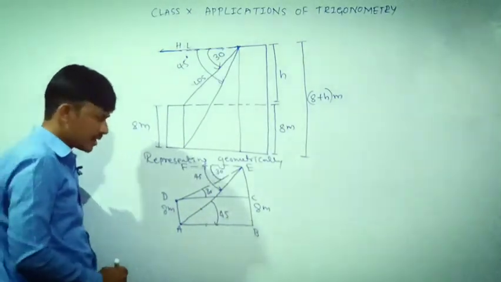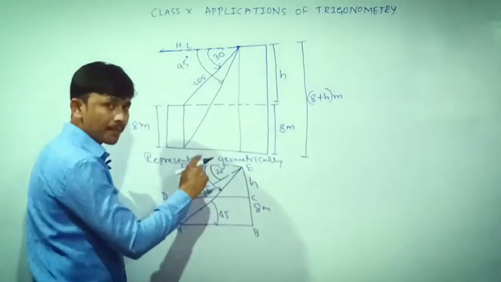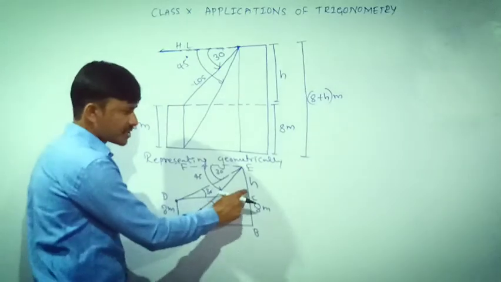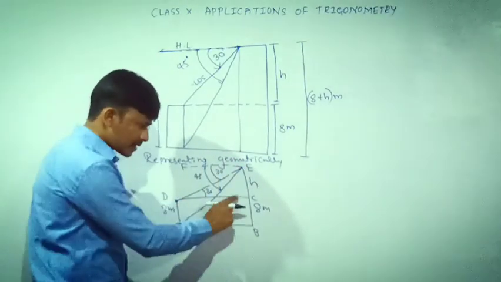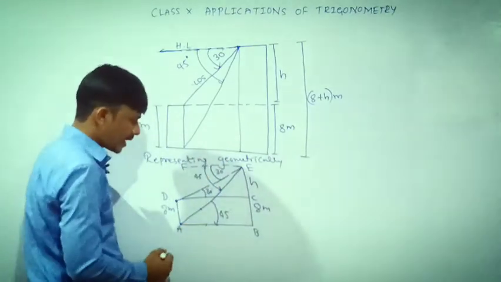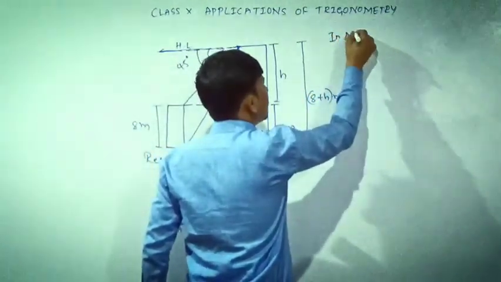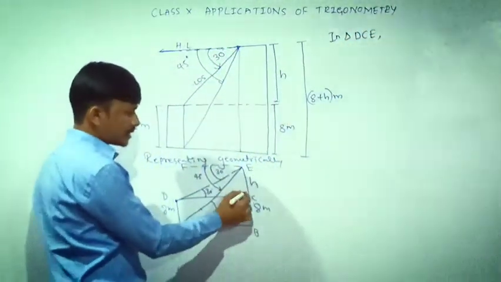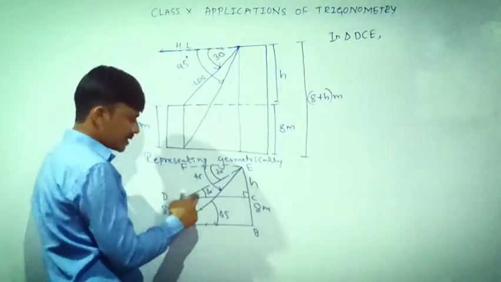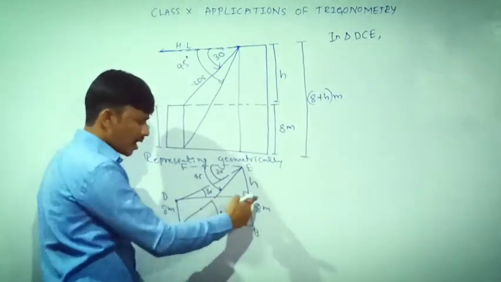Now let us consider the smaller triangle. This one is h, correct? The upper triangle, the smaller triangle. Let us take DCE. Let us consider triangle DCE. In triangle DCE, angle C is 90 degrees, angle D is equal to 30 degrees. Applying what? Opposite divided by adjacent.